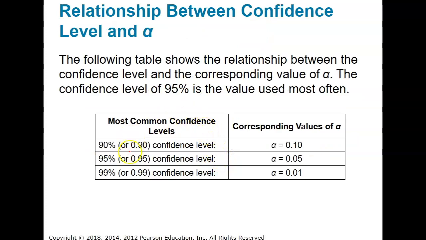Okay, so like I said, your most common confidence levels are 90, 95, and 99, and the corresponding alpha goes with each. If you have 90%, then your alpha would be 0.10. For 95%, your alpha would be 0.05, because basically you're doing 1 minus 0.95, and that gives you the alpha. 1 minus 0.99 would again give you the alpha here. Those are the three most common ones that you'll see.